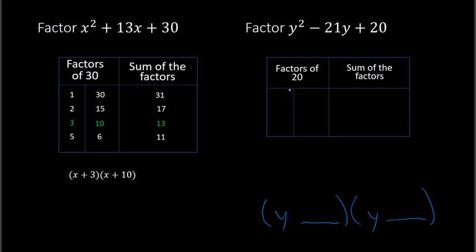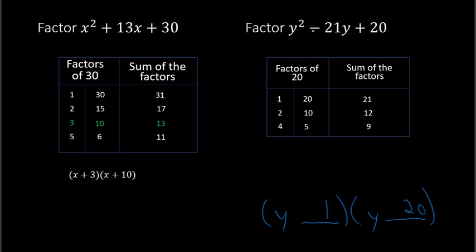So 20, I could have 1 times 20, and those would add to become 21. Could be 2 times 10, and those would add to get 12. Or it could be 4 times 5, which would add to be 9. So the question is, which set of these do I want? Well, I want the first set right here, the 1 and the 20, because 1 times 20 is 20, and then they add together to get 21.